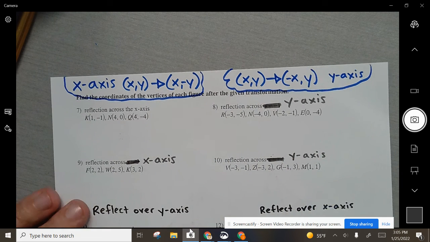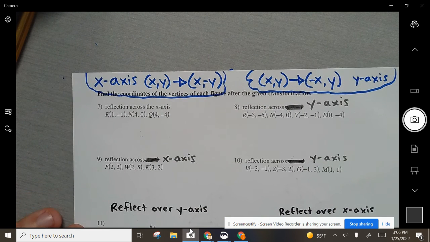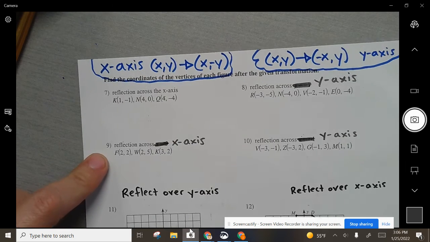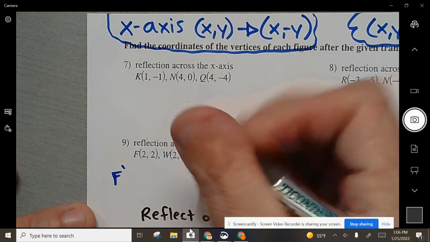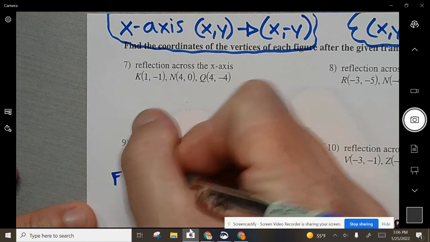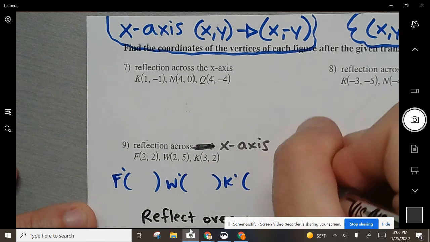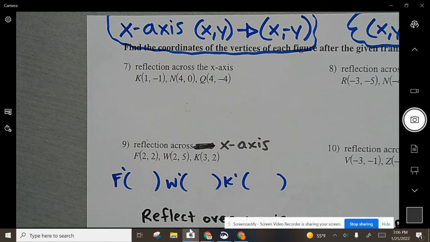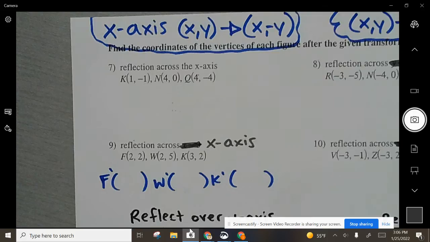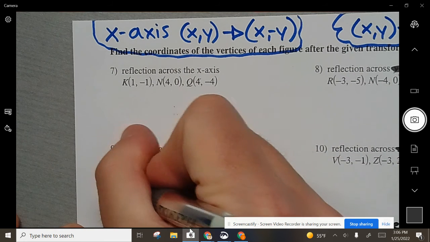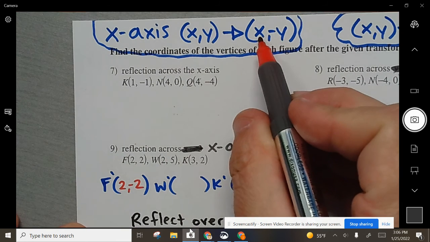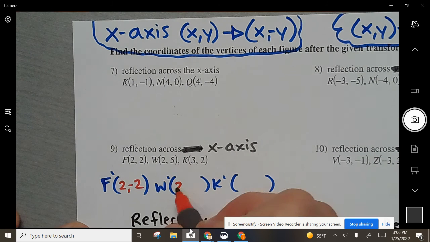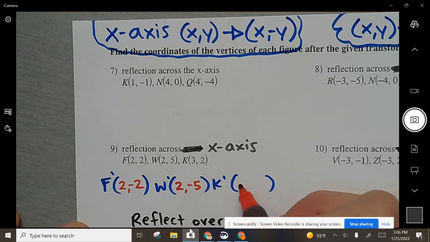Okay? So when we're looking at these just numbers here, let's do number 9 first. So there's no negatives, so that's going to be easier to do. And it wants an x-axis reflection. So F prime, W prime, K prime. You have to give me the new coordinates, okay? So let's go ahead and try that. So it's going to be 2, negative 2, right? Because that's what it's doing. The x stays the same, the y changes.